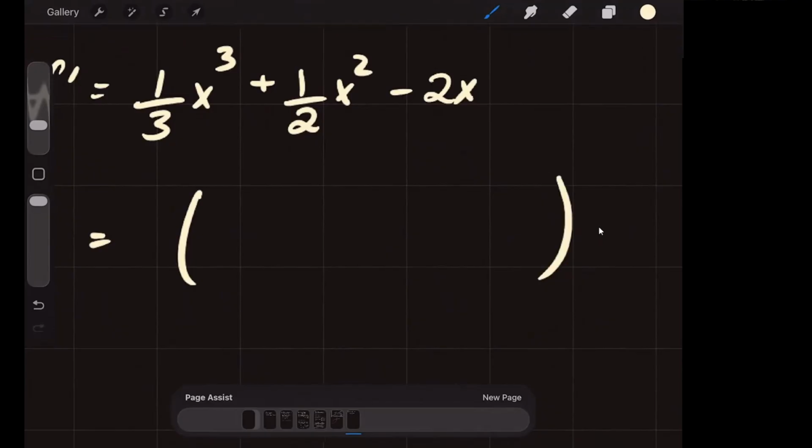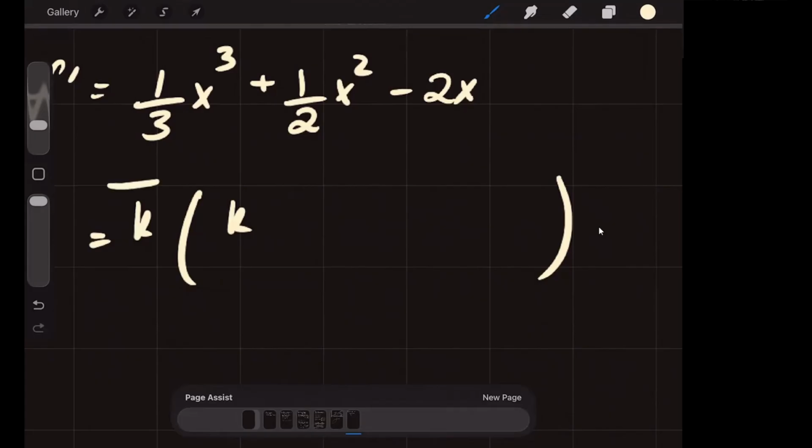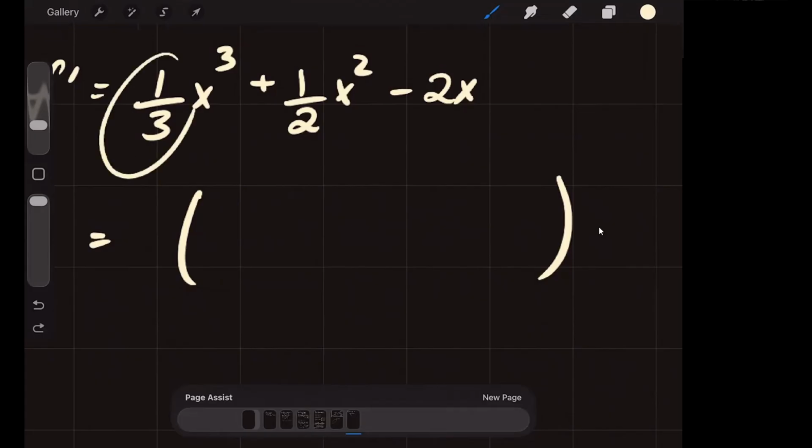If we multiply by some number k on the outside, then we have to divide by k on the inside, right? And vice versa. If you multiply by k on the inside, you should divide by k on the outside. If you notice, this is 1/3 and this is 1/2. If you multiply both by 6, you get a whole number, okay?